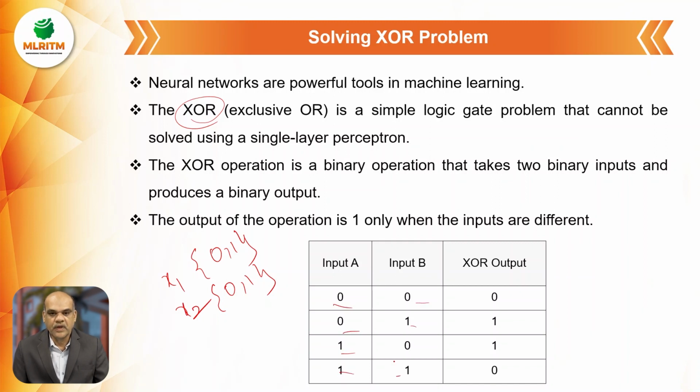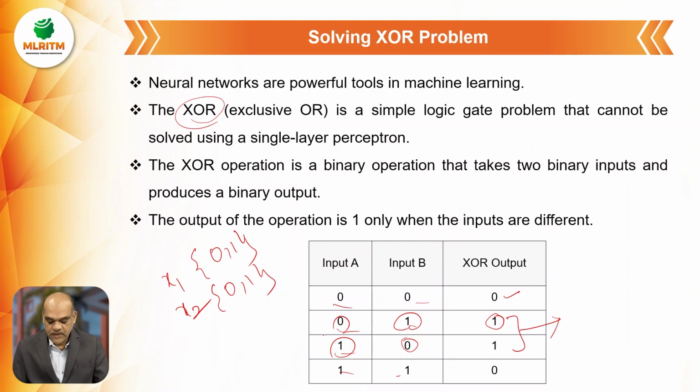In the case of XOR, the simple logical gate produces an output of 1 when both the inputs are different. When both the inputs are the same, it produces the output 0. So in the case of 0 and 1, and in the case of 1 and 0, we get the positive output. In other cases, we get the negative output.